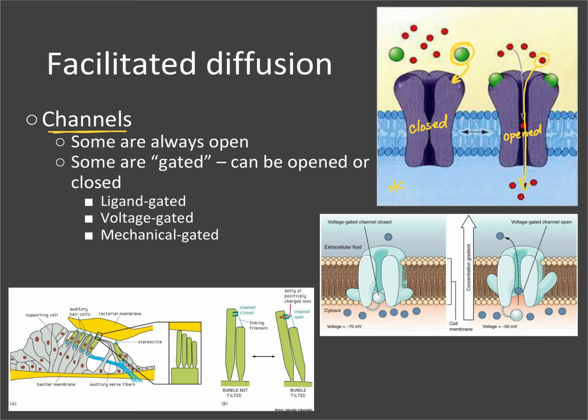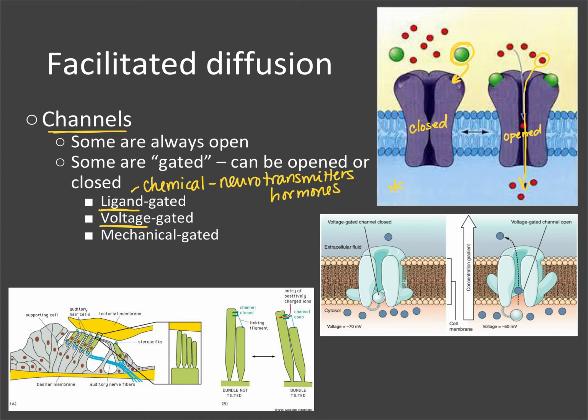And they can be gated or, I guess, locked or opened by different things. So, a ligand gated channel is something that is opened by some sort of chemical bonding to a receptor. So, we typically see these with things like neurotransmitters and hormones. So, these are how neurotransmitters and some hormones work.